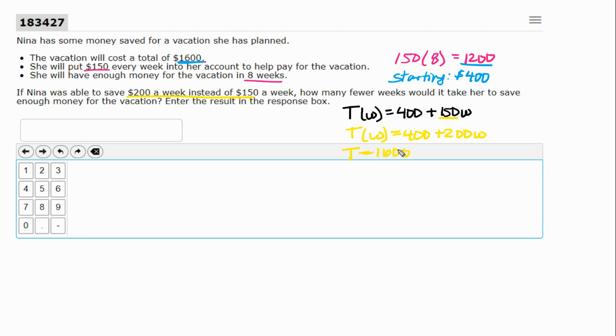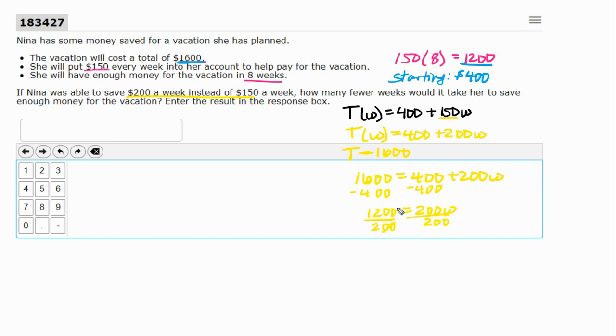So how many weeks does it now take for her to save up that same $1,600? So if I replace my total with 1,600, that is equal to 400 plus 200 W, we can now just begin to solve for W. So I'm going to subtract 400 from both sides. 1,200 is equal to 200 W. So now that 200 is multiplying with the amount of weeks, I'm going to divide by 200.